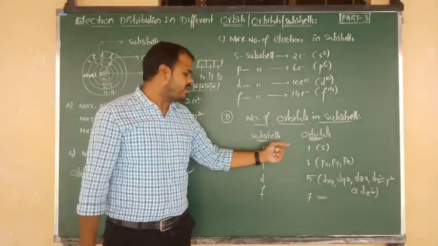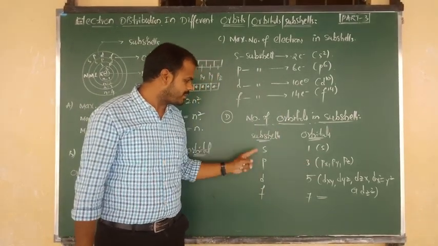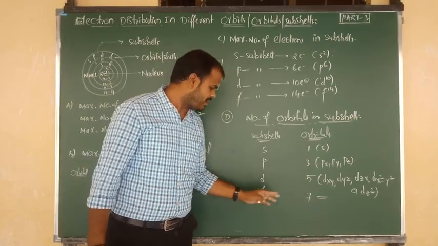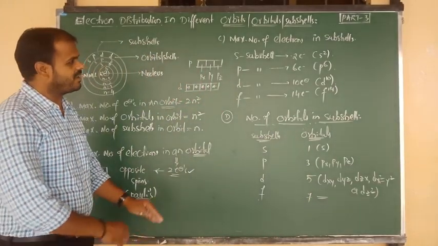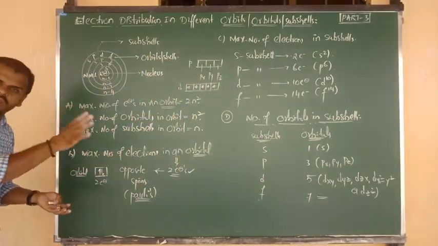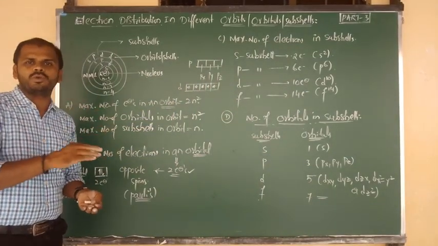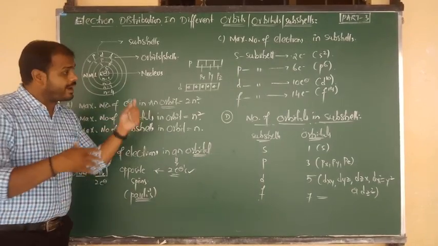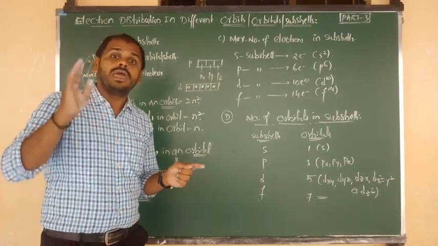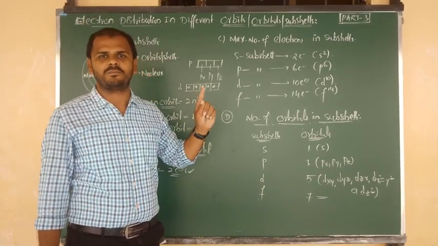Yes. So S subshell contains 1 orbital, P subshell contains 3 orbitals, D subshell contains 5 orbitals, and F subshell contains a total of 7 orbitals. This is the general information, beta, very important to you, especially for atomic structure, our second chapter of chemistry. And this topic is also very useful to you in second year PUC physics. Physics may use it for you.